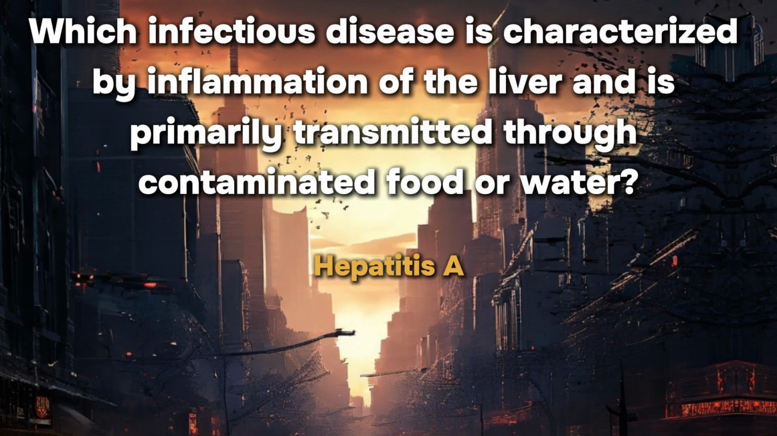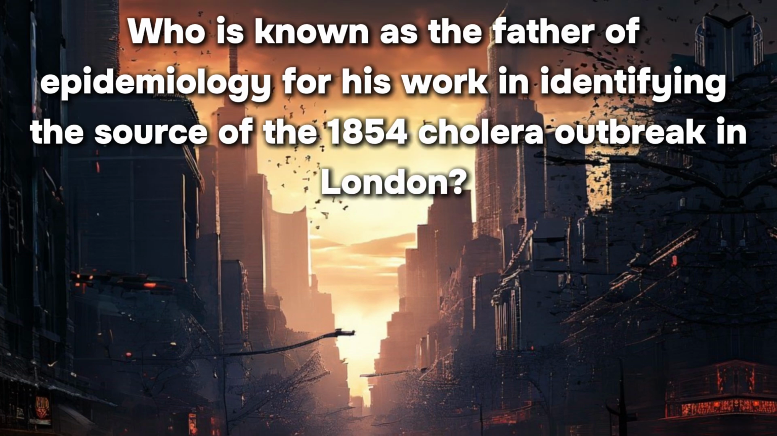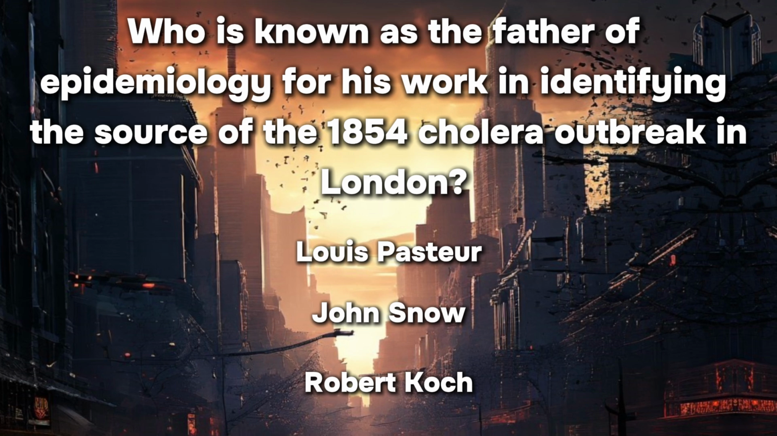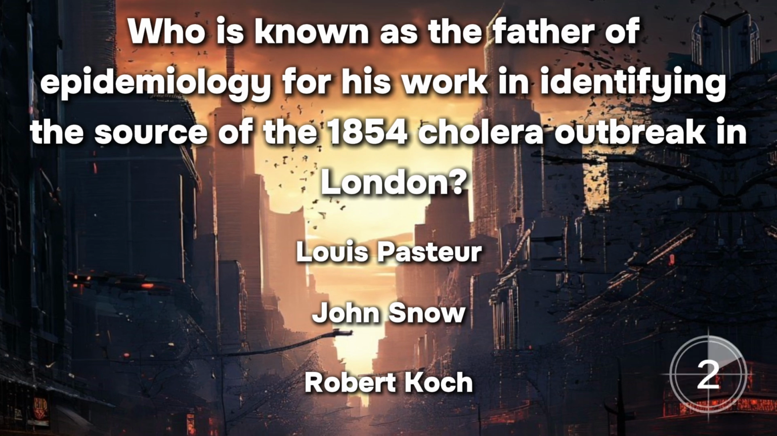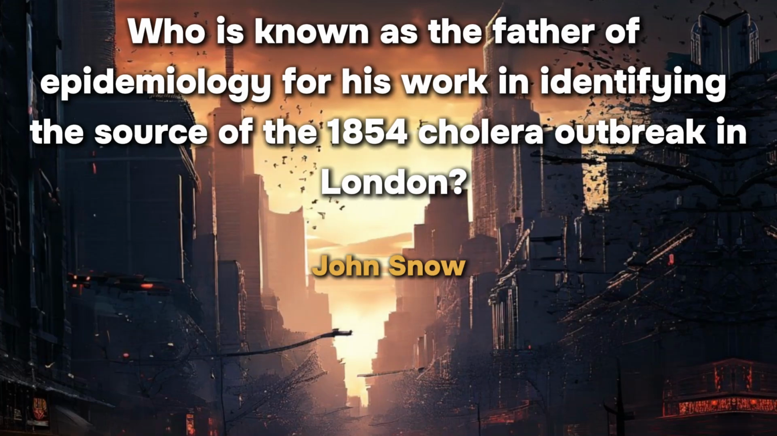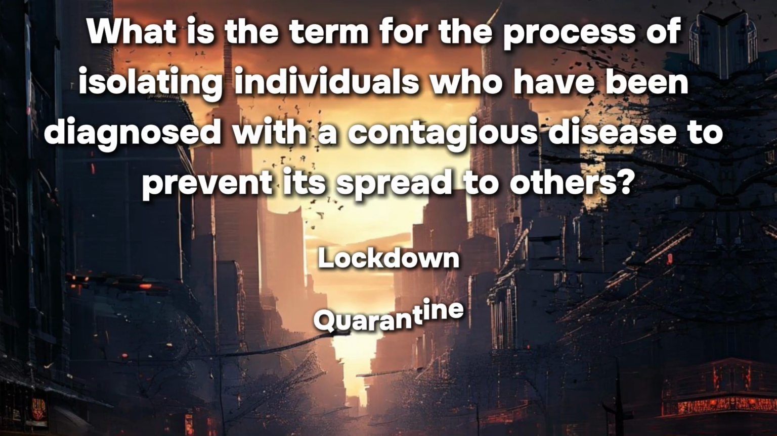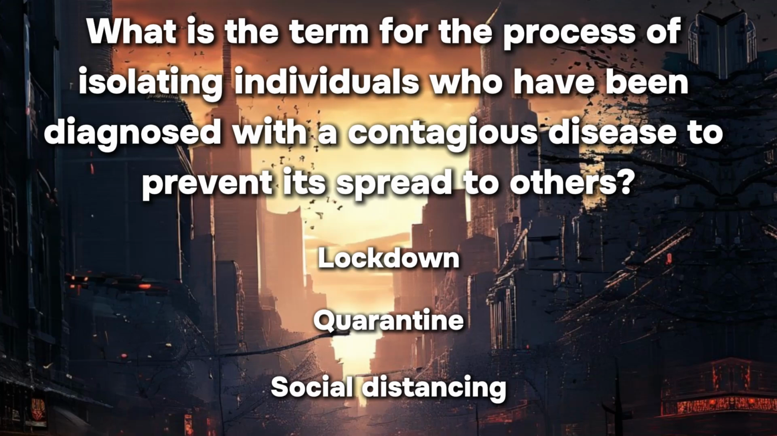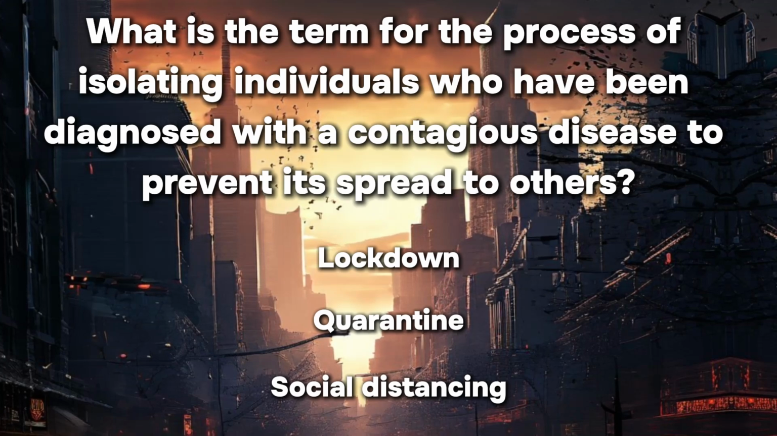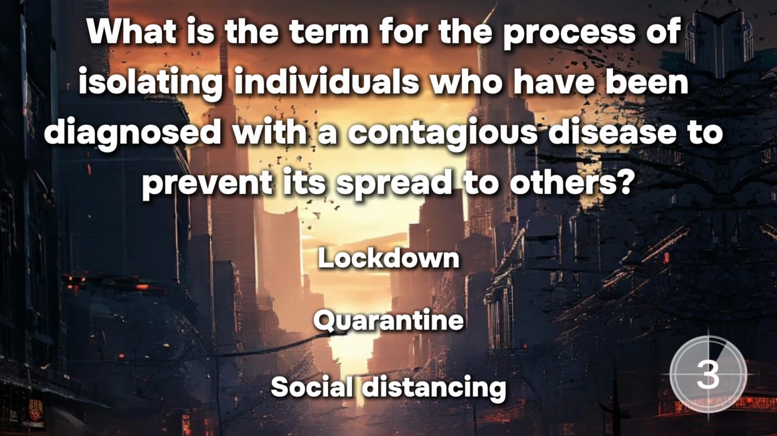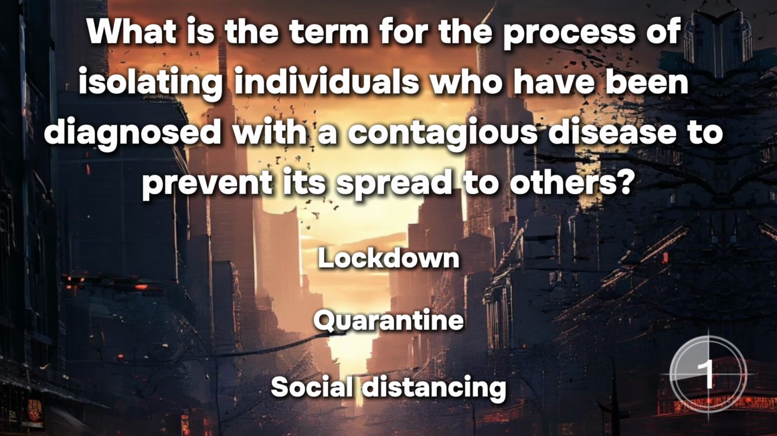Hepatitis A. Who is known as the father of epidemiology for his work in identifying the source of the 1854 cholera outbreak in London? Louis Pasteur, John Snow, Robert Koch. John Snow. What is the term for the process of isolating individuals who have been diagnosed with a contagious disease to prevent its spread to others? Lockdown, quarantine, social distancing. Quarantine.